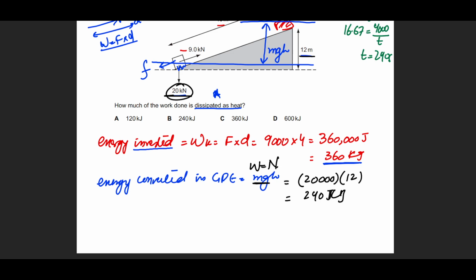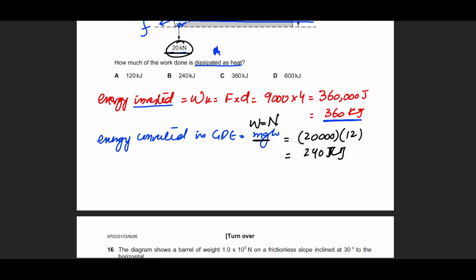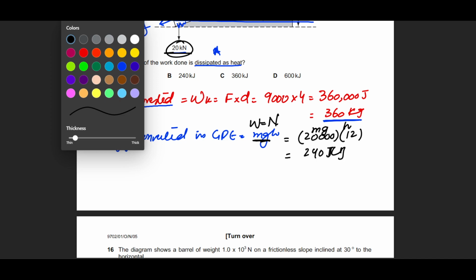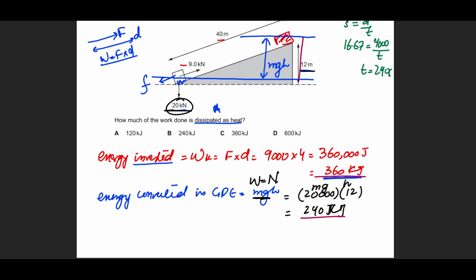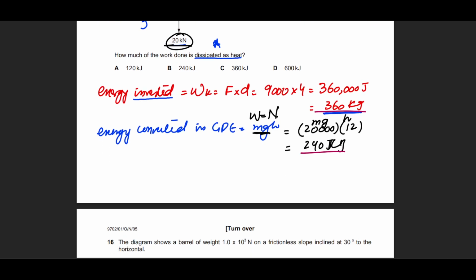Please note that mg is weight, and weight is represented in newtons. This is weight, not mass. If it had been mass, then I would have multiplied by g. This has already been done for you. So this is mg and this is h. So you spent 360 kilojoules, and 240 have been successfully converted into gaining height. What's the remaining energy that cannot be found? We subtract 240 from 360 kilojoules and we realize 120 kilojoules are nowhere to be found.